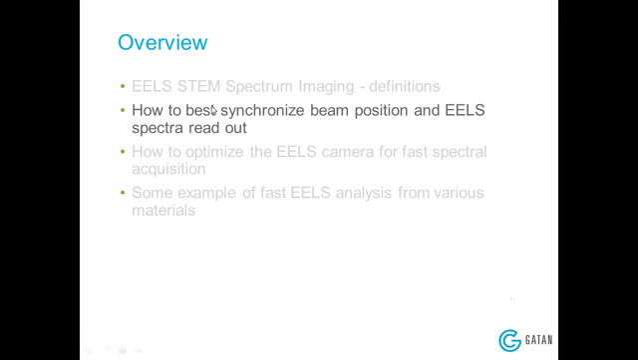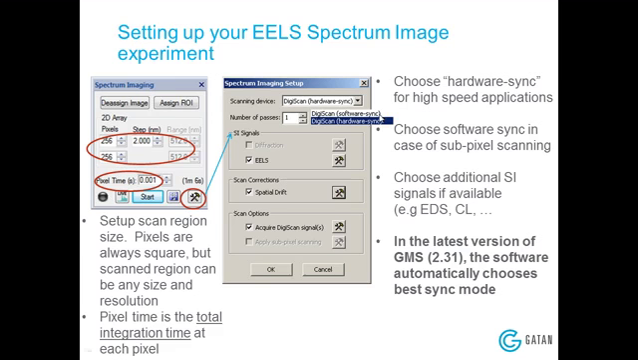All right, first thing that we have to do, we have to try to best synchronize the beam position and the EELS spectra readout. In order to do that, we start from our spectrum imaging palette, which is this one here. We have the number of pixels, obviously a resolution of the area of interest, and this will tell you the resolution of each pixel size.